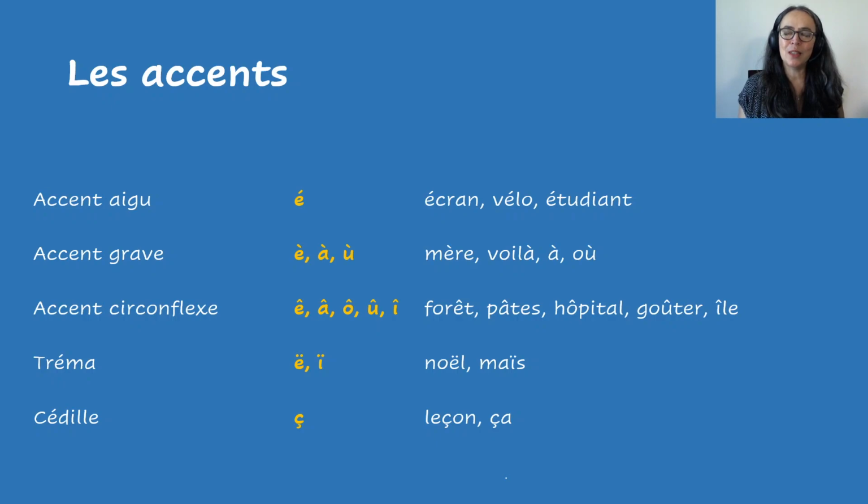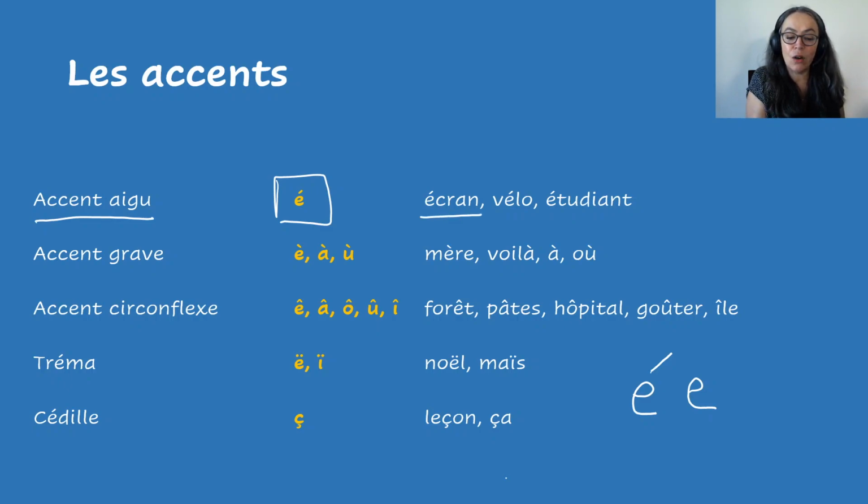Today we are going to learn about the French accents. So we have the accent aigu, and the accent aigu is only going to be on the E. But it's going to modify the pronunciation. That is important. So, E with accent aigu, et E without accents. It's very important when you see a word, is it an accent aigu, and then you have to pronounce é, but if you don't see an accent on it, you have to pronounce it e. So here, for example, écran, vélo, étudiant.